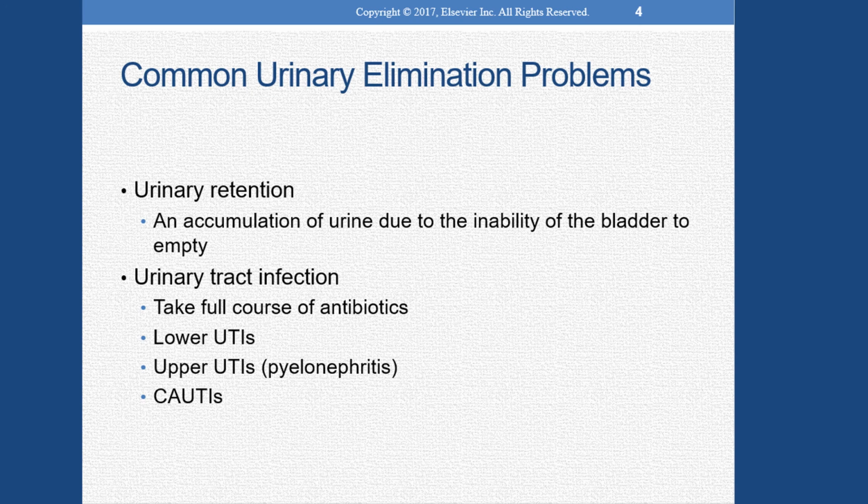So what would you assess with this patient? Well, we're going to assess the bladder. Is it distended? We're going to palpate to see if it's distended. Ask the patient, when did they urinate last? Causes can be from neurological dysfunction, prostate enlargement, obstruction, or effects of certain medications.